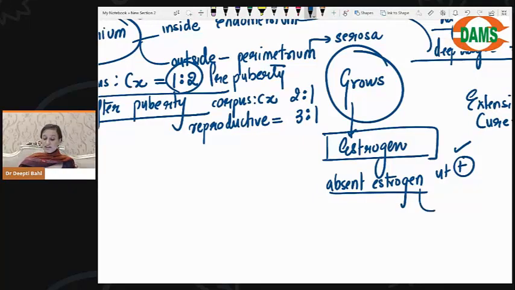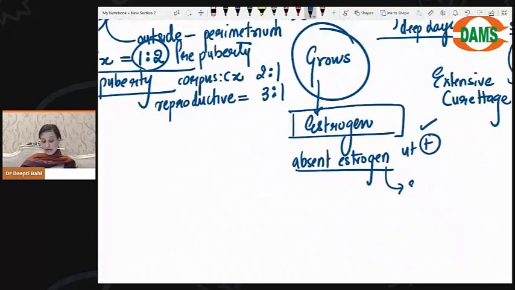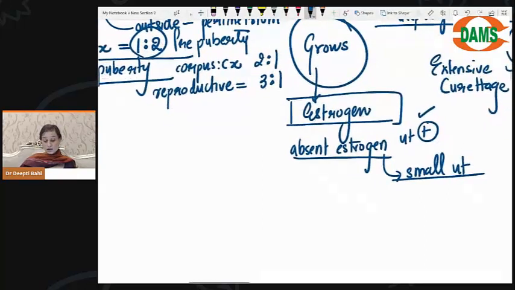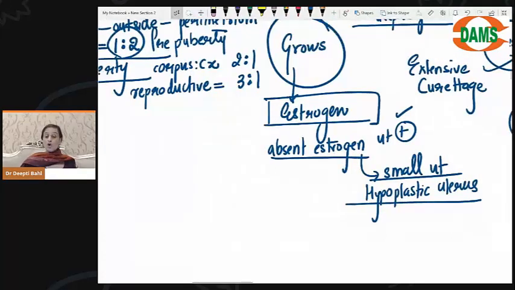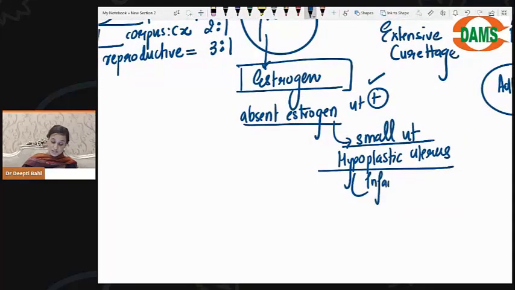But if estrogen is absent, will the uterus be able to grow or not? No, the uterus will not be able to grow, right? Which means the uterus will remain small. So in the absence of estrogen, the uterus will remain small, and the term we use is hypoplastic uterus. Also, because I said it will remain like that in a baby girl, another term we use is infantile.